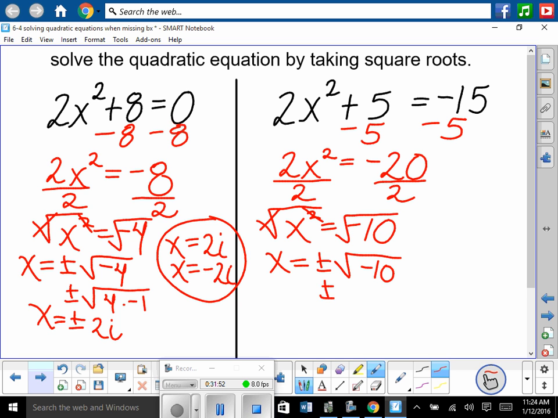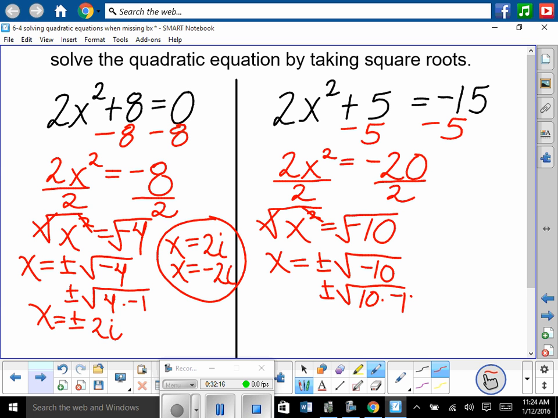Okay, so let's rewrite it. That's plus or minus the square root of 10 times negative 1. What's the square root of 10? It's a decimal. Does anything squared equal 10? No. So guess what? It's a decimal. Do we write decimals? No. So we break it down by hand. 10 breaks down into 5 times 2. Can we pull anything out? No. So leave the 10 underneath the root.